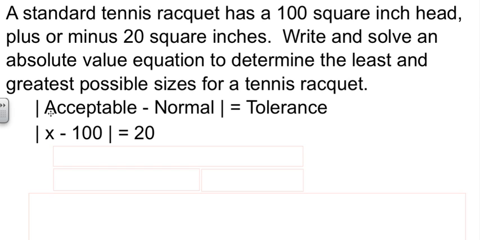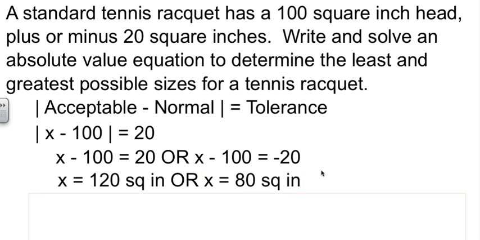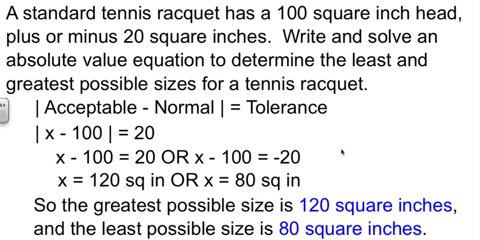So in this case, what's acceptable would be x minus the 100 square inches that's normal equals a tolerance of 20. Well, now we're in stuff blah, we can separate it. Add the 100, and we could get 120 square inches or 80 square inches. So the greatest possible size is 120, and the least possible size is 80 square inches.